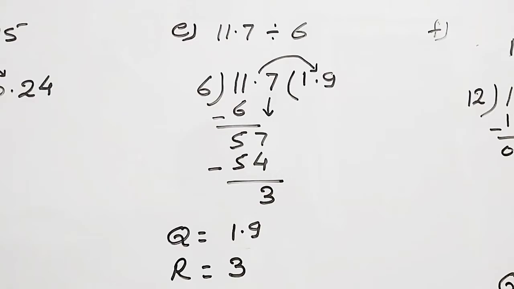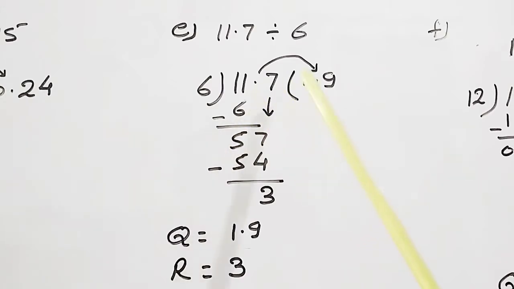Question E. 11.7 divided by 6. If we take the first digit of the dividend, the first digit is 1, which is less than 6. So we take two digits of the dividend. This is the whole number part of the dividend, 11. 11 is bigger than 6. 6 when taken 1 time gives 6. 11 minus 6 is 5.